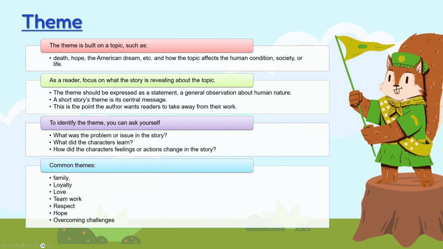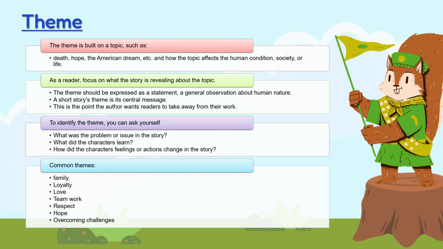So the theme here is the central message, what they are trying to tell other people about. This is the point that the author wants readers to take away from their work. Maybe they talk about the theme of love between generations, or love between different species like Twilight. Or maybe survival or fight. Maybe bravery, or maybe a lot of things.